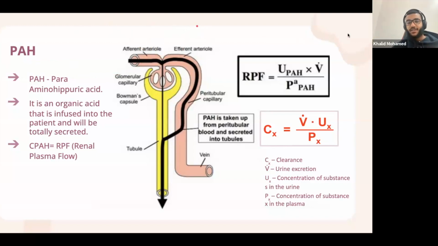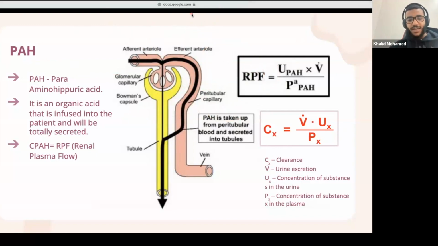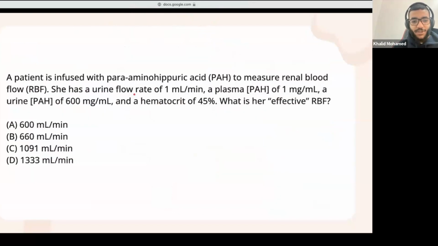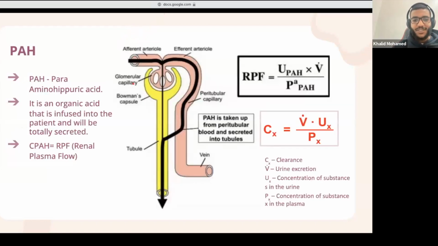And if you want to calculate effective RBF, you use the formula of clearance over 1 minus hematocrit. I'm not sure if you took this yet or not, but that's why the answer would be C in this question, because it's clearance over 1 minus 0.45, which would be 1090. So good job, Yasser, in the chat. I see you got it. I guess you took it on time. Okay, move on to the next question. Is this question clear, everyone?